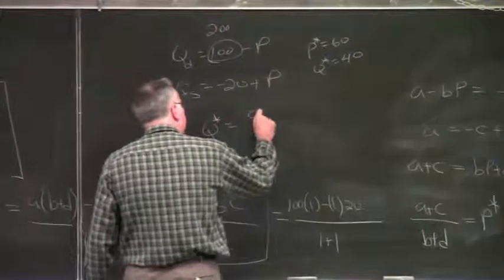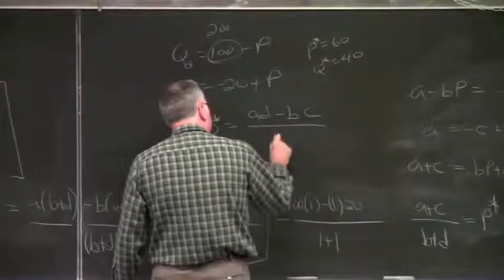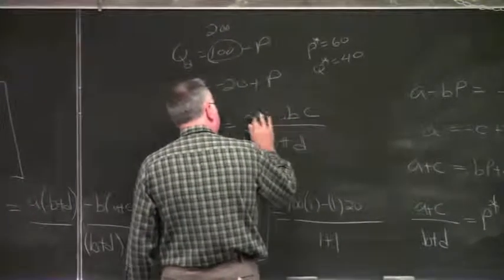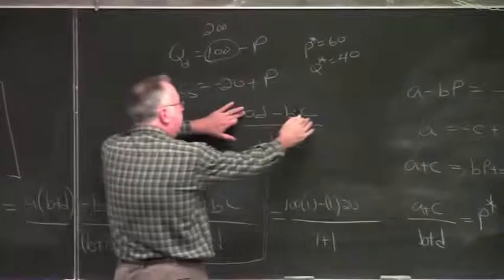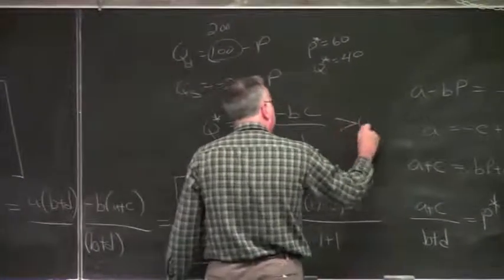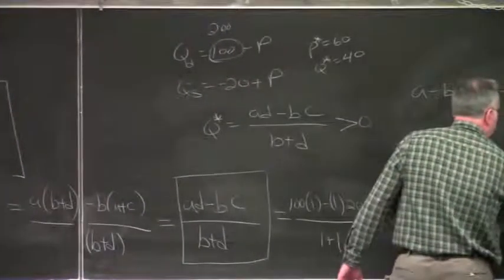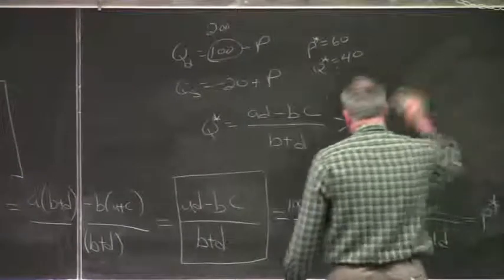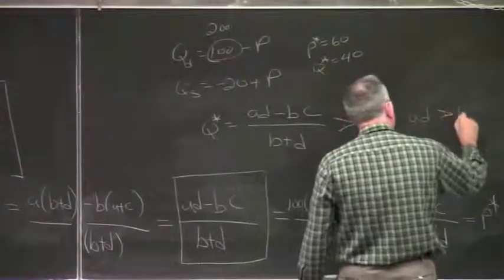If you just look at this formula right here, Q star is equal to (AD minus BC) over (B plus D). Now, as long as AD is greater than BC, then this numerator is going to be positive. So this is greater than 0 if AD is greater than BC.